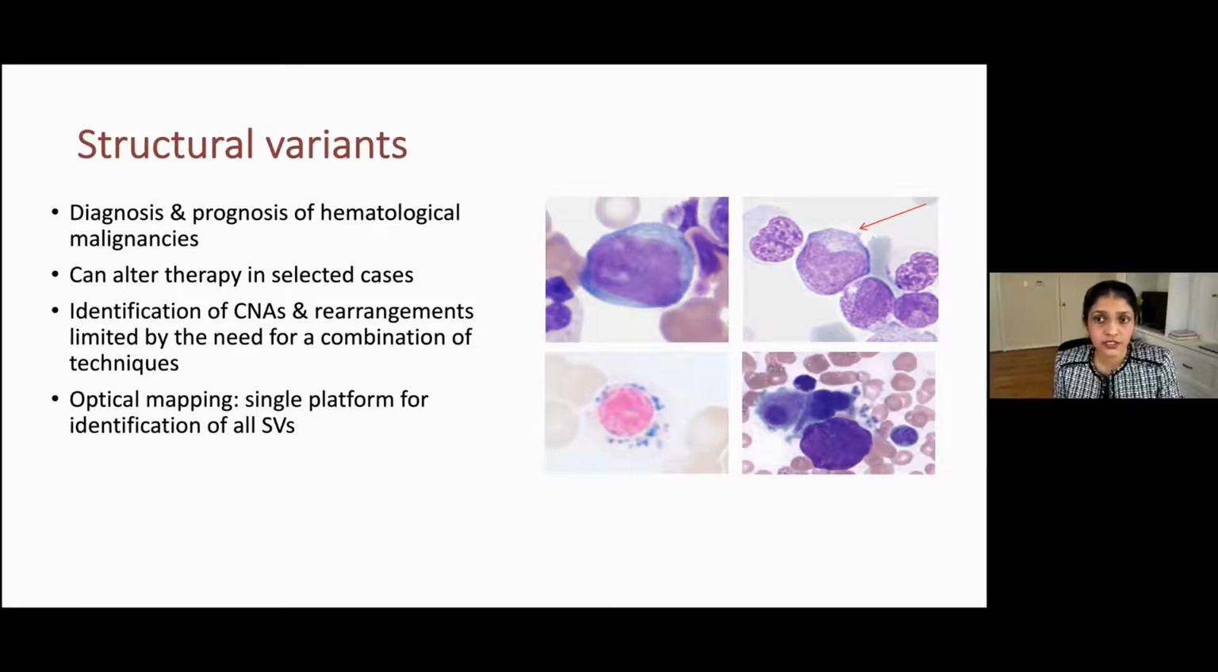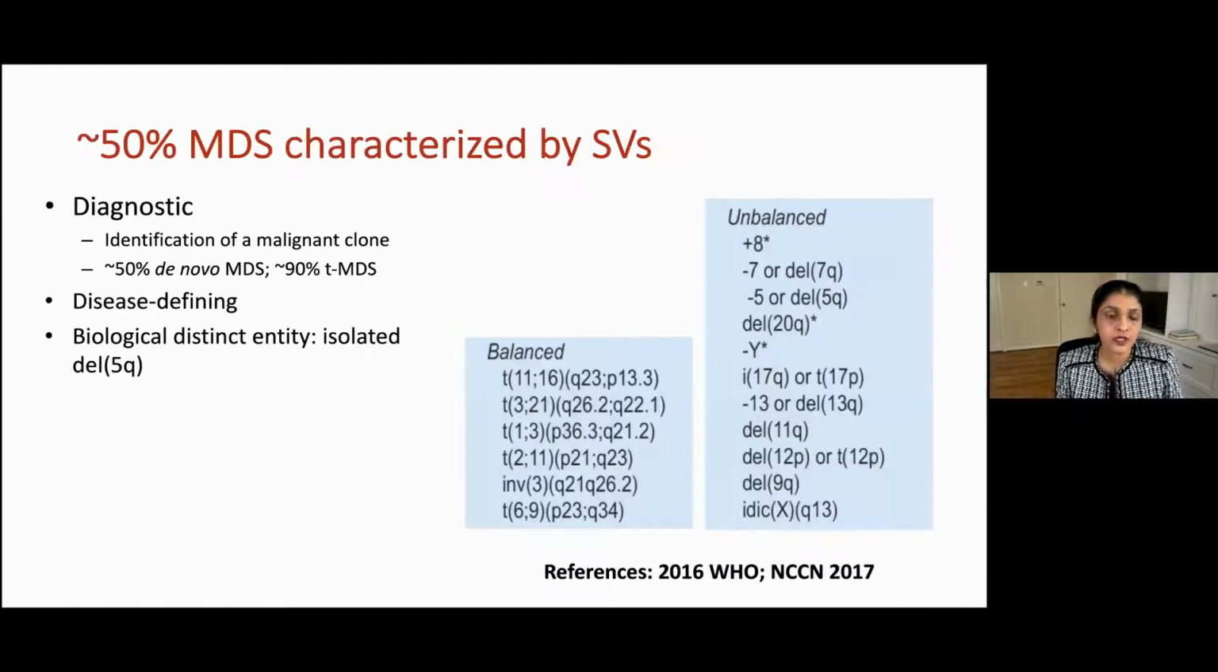as inversions and translocations. Optical genome mapping, on the other hand, can potentially overcome this problem and provide a single platform for accurate identification of genome-wide abnormalities, in fact, all different types of structural variants at a fairly high resolution. So we decided to explore the utility of optical genome mapping in myelodysplastic syndrome.